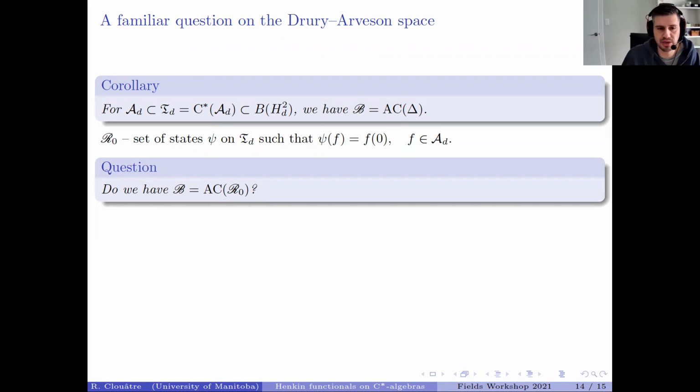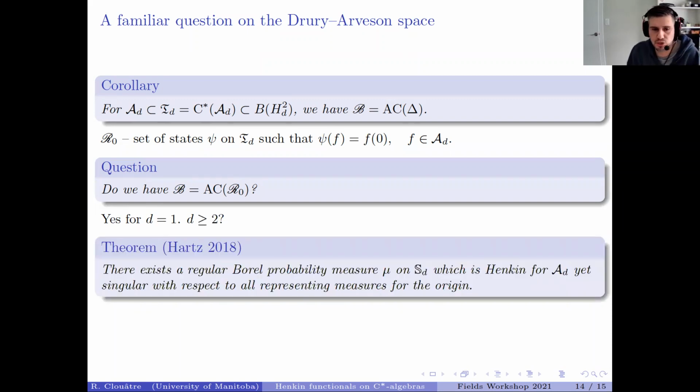I suspect, however, that the answer is no, because of Michael Hartz's example. Oh, yes, I should say, this is true when d is equal to 1. And I want to emphasize that this is not a measure theoretic question anymore, because now the C-star algebra is non-commutative. So although this looks like it is asking the same thing as Colojoară-Foiaș, this is different. It's not just about measures anymore. Nevertheless, it's true for d equal to 1. And for d at least 2, I'm not sure, but I suspect the answer should be no because of this theorem that Michael Hartz proved.